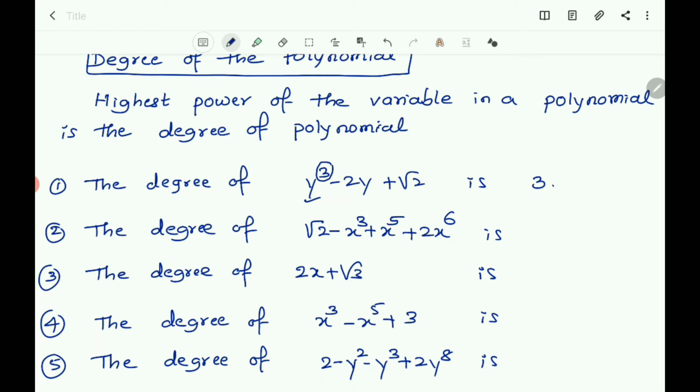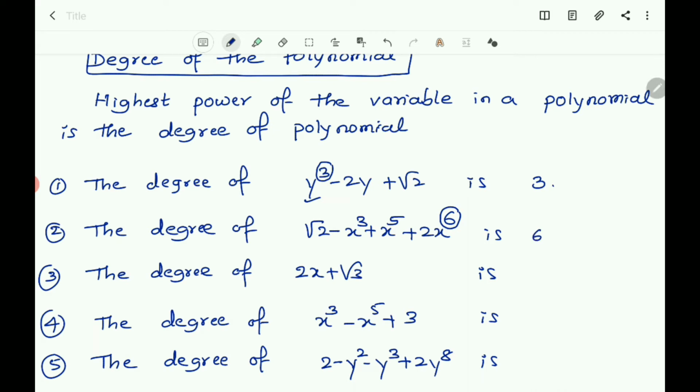So what is the degree of √2 - x³ + x⁵ + 2x⁶? The variable is x and its highest power is 6. Therefore, the degree of the polynomial √2 - x³ + x⁵ + 2x⁶ is 6.